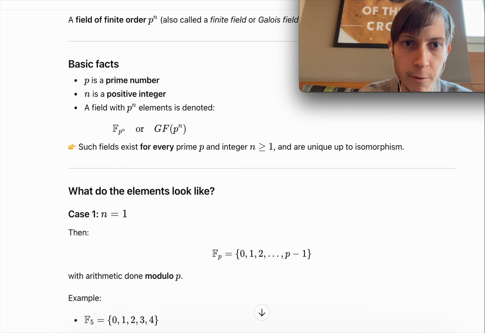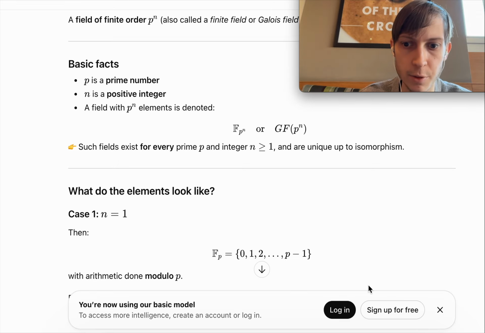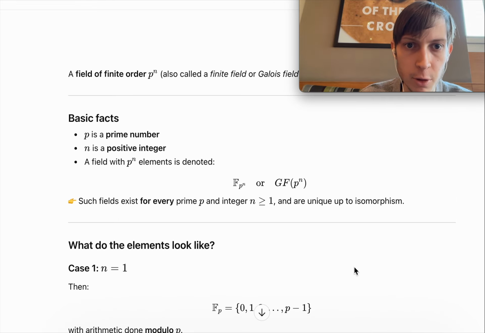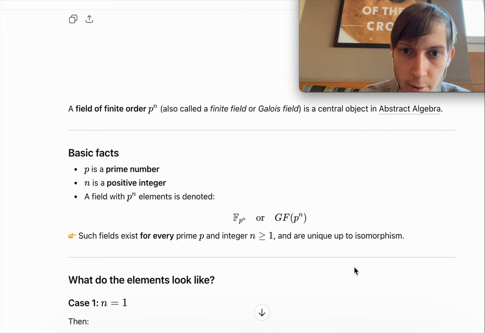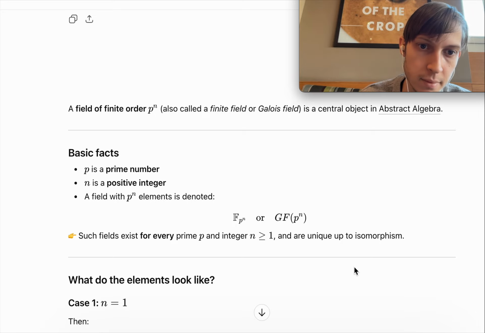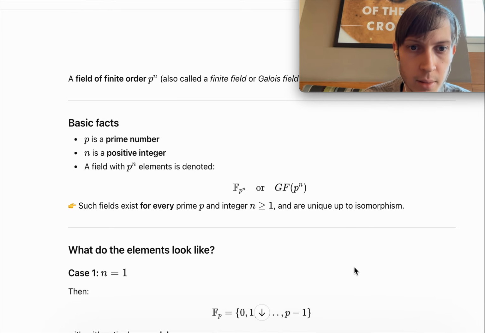Let's look at something in field theory. A field of finite order p to the n, also called a finite field or Galois field, is a central object in abstract algebra. So we have some basic facts.